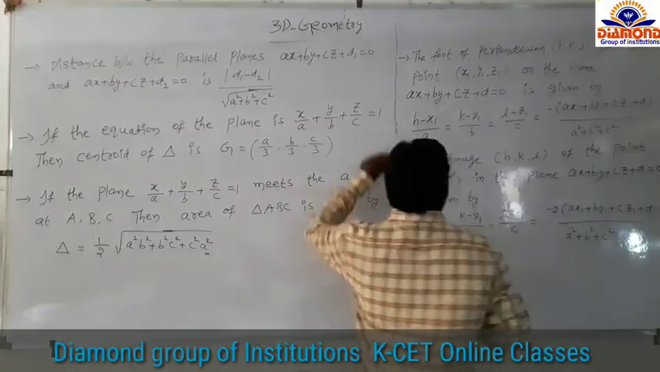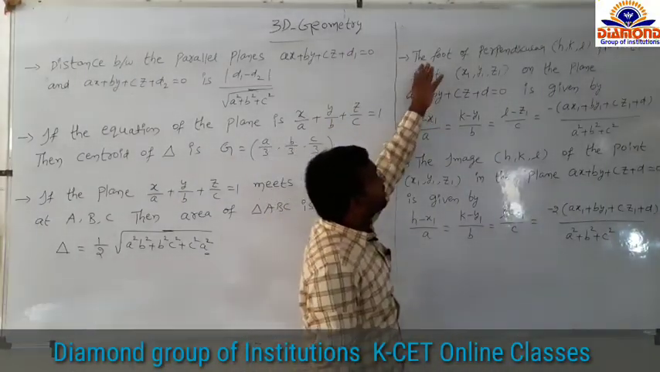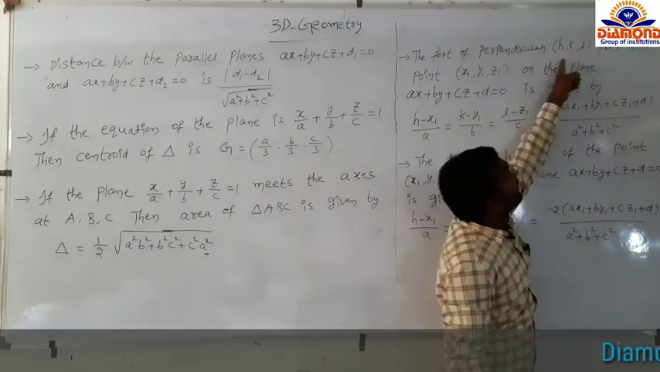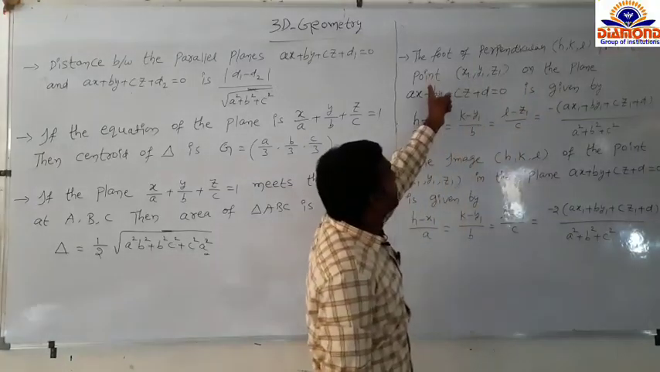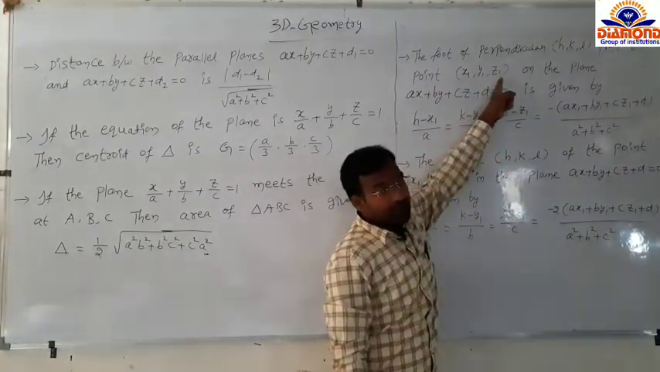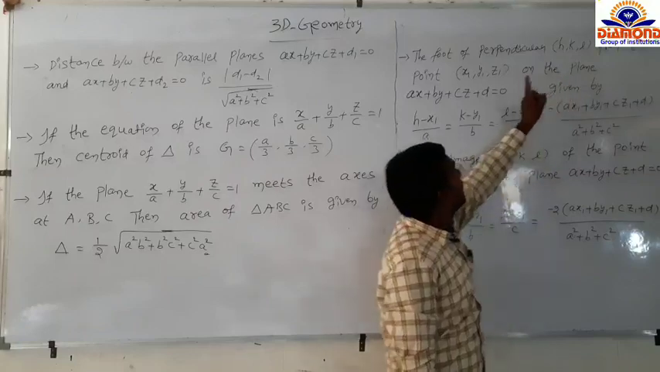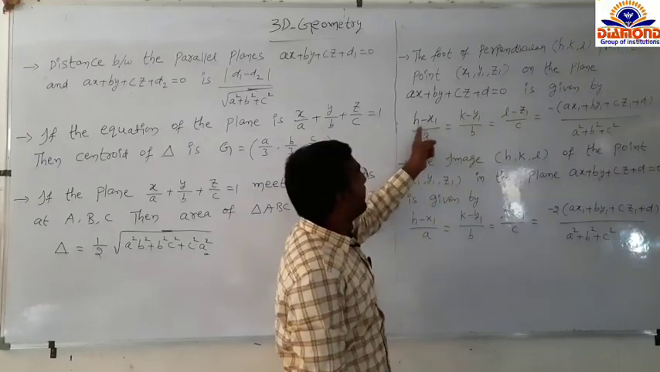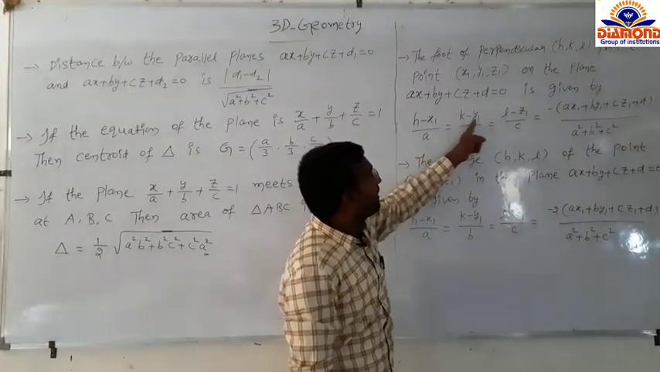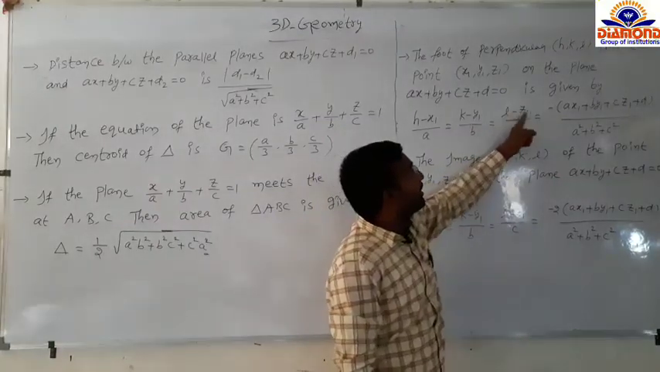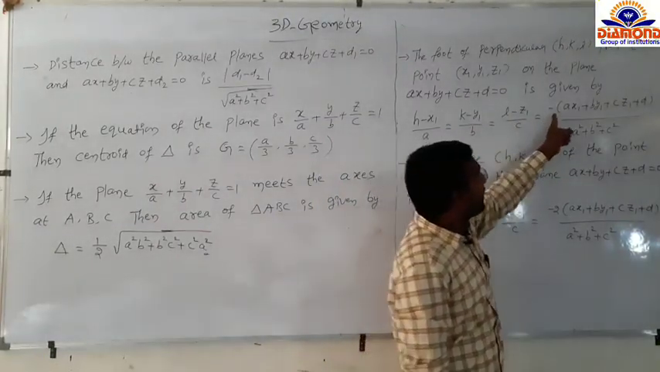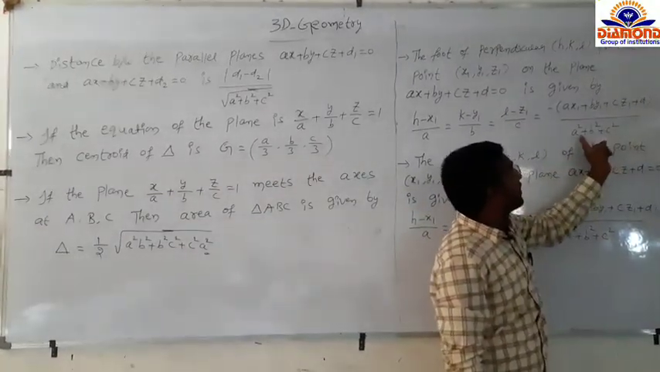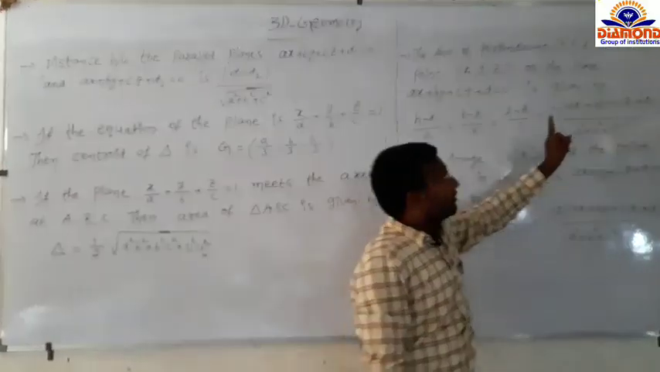Next, foot of perpendicular. How to calculate the foot of perpendicular? The foot of perpendicular h comma k comma l from the point x1 comma y1 comma z1 on the plane ax plus by plus cz plus d equal to 0 is h minus x1 by a equal to k minus y1 by b equal to l minus z1 by c equal to minus of ax1 plus by1 plus cz1 plus d by a square plus b square plus c square.